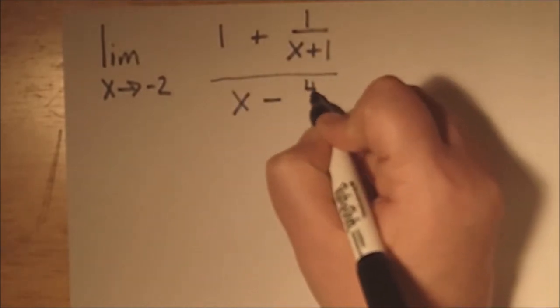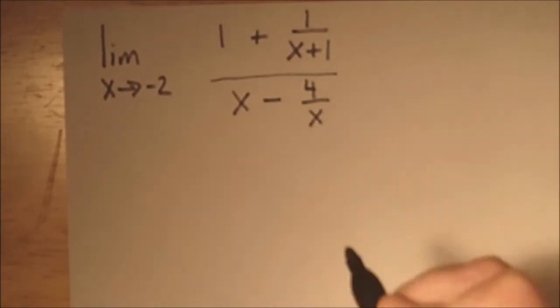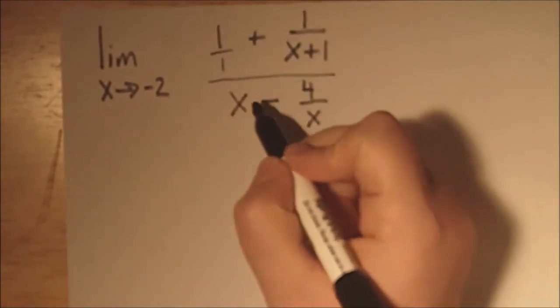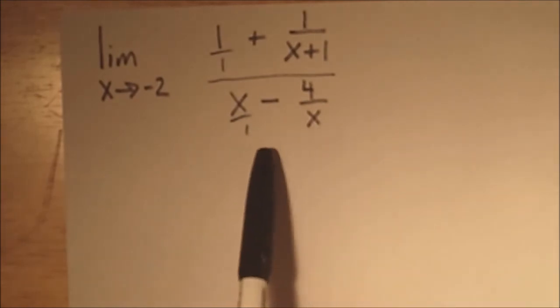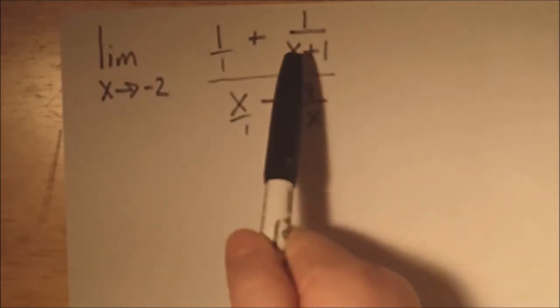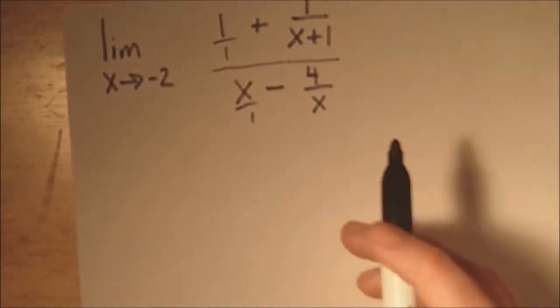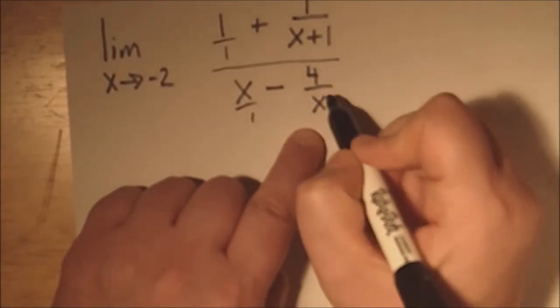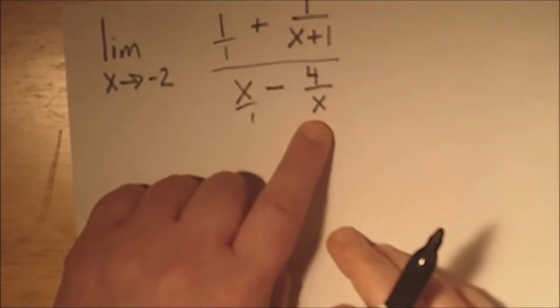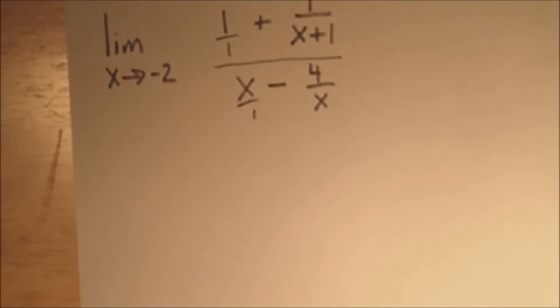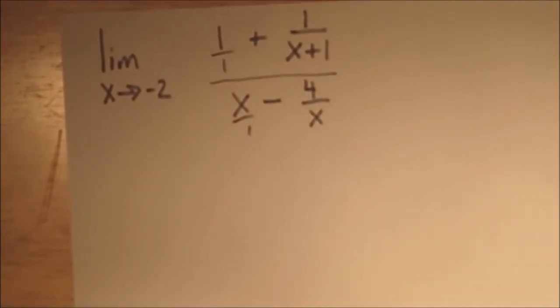All right, so here's a very ugly looking rational expression. And if it helps you, put these over 1. So then if you look at the denominators, x plus 1 and x have no common factor, therefore the least common denominator is the product of these denominators. So my least common denominator would be x times x plus 1. All right, so pause the video and try it.